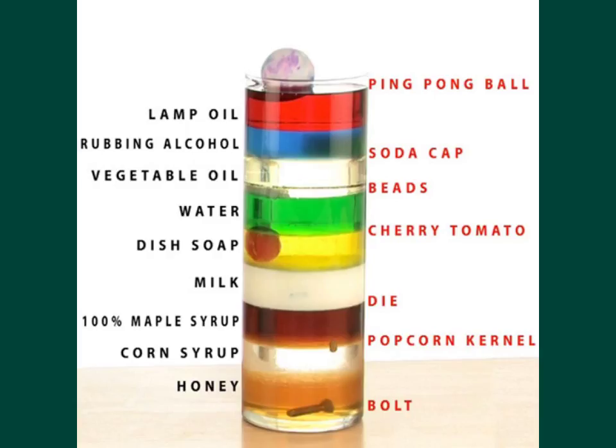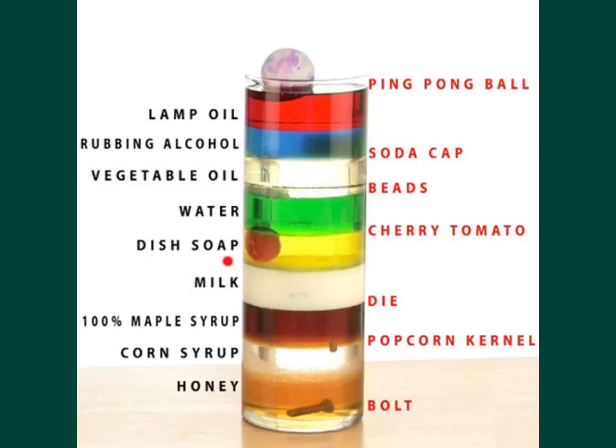So why do some objects float and other objects sink? The answer is density. In this diagram, the ping pong ball is floating on top because it is less dense than the lamp oil. The lamp oil is less dense than the rubbing alcohol, and the rubbing alcohol is less dense than the vegetable oil. All of these are less dense than water.